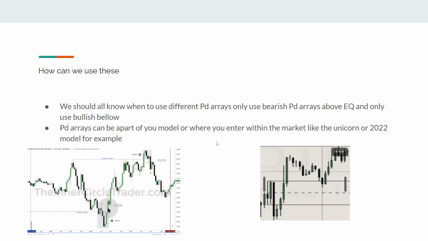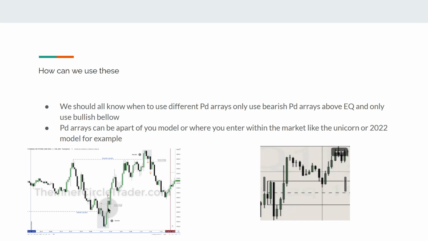How can we use these? We should all know when to use different PD arrays. Only use bearish PD arrays above equilibrium, and only use bullish below. PD arrays can be part of your model, or where you enter within the market, like the Unicorn or 2022 model, for example. The 2022 model, you see a sleeper liquidity.